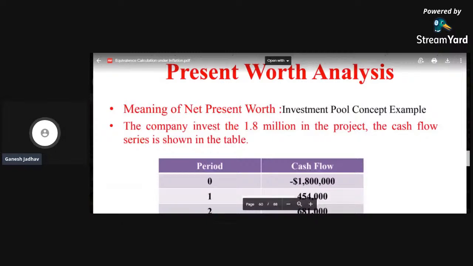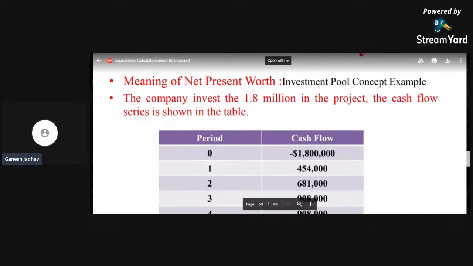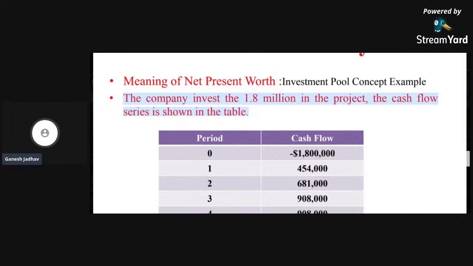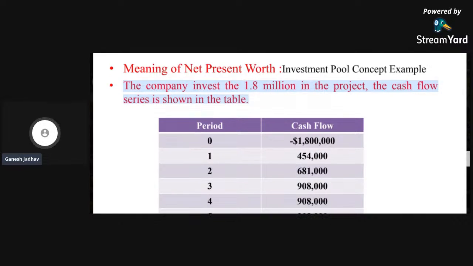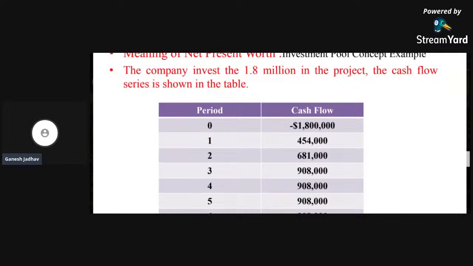Then another one. This is an example of the investment pool concept. One company invests 1.8 million in a project, and the cash flow is shown here. So this is the investment: how much? 1.8 million.